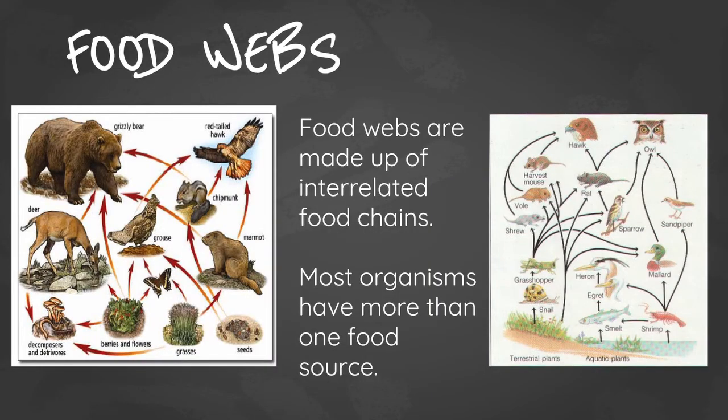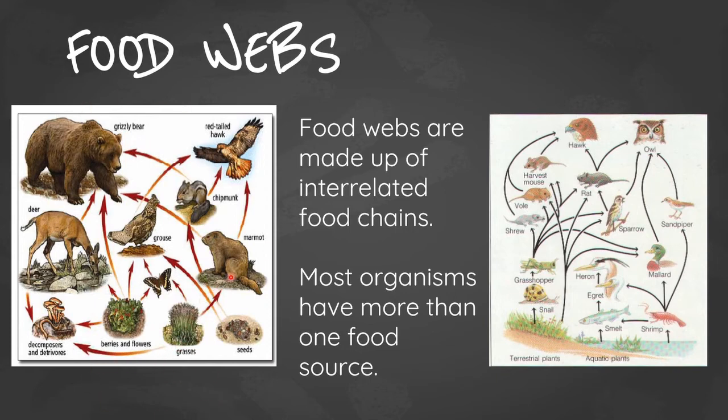So when we're looking at food webs, we're actually looking at multiple food chains. Most organisms have more than one food source, just like you and I. Most of us eat chicken or fish or pork or beef. And so the food webs really show how the different food chains interrelate to one another. As you can see, let's use this diagram over here.